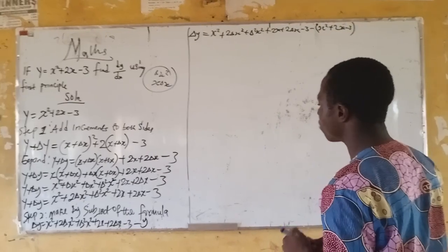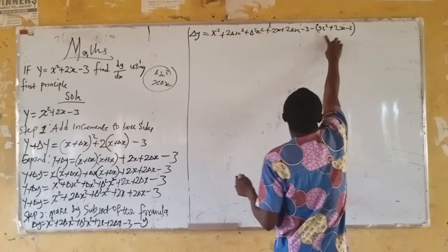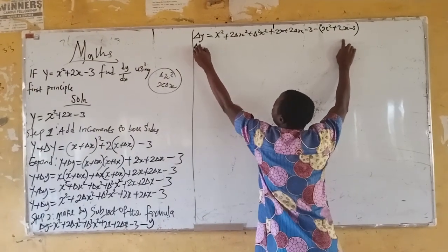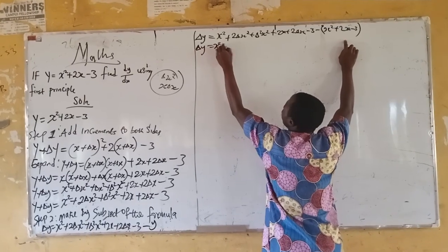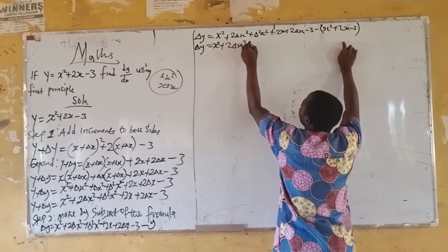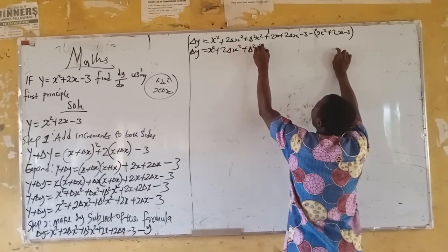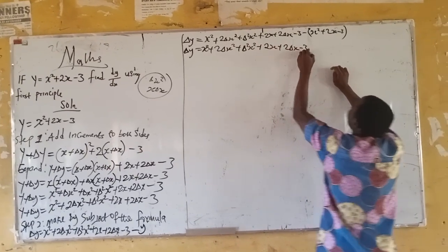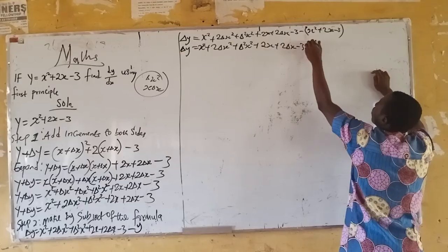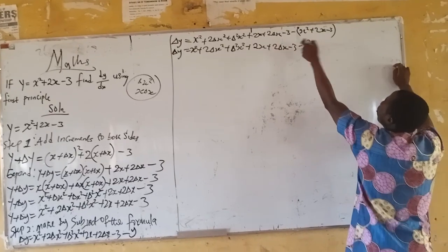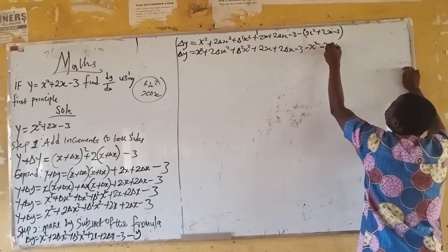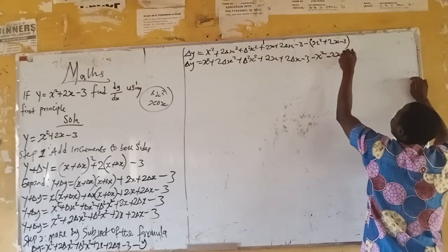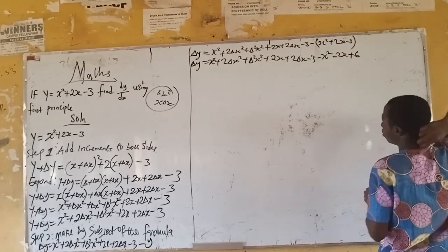Okay, let's move on. I'm going to expand this one. δy is x squared plus 2xδx plus δx squared plus 2x plus 2δx minus 3, minus times x squared is minus x squared. I'm going to open by the minus. Minus times plus is minus, that is minus 2x. Minus times minus is plus, that is plus 3.